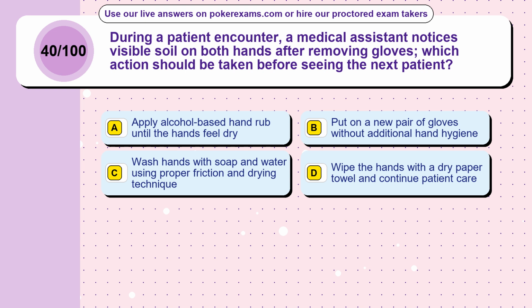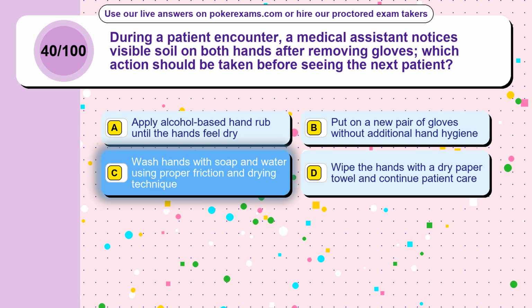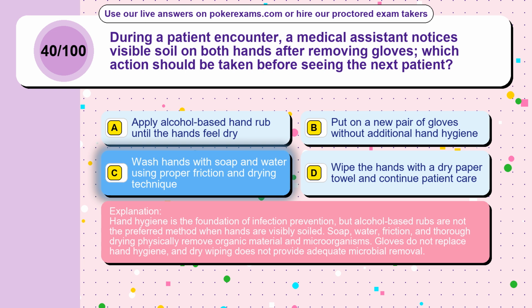Option D. Wipe the hands with a dry paper towel and continue patient care. The correct answer is option C. Wash hands with soap and water using proper friction and drying technique. Hand hygiene is the foundation of infection prevention, but alcohol-based rubs are not the preferred method when hands are visibly soiled. Soap, water, friction, and thorough drying physically remove organic material and microorganisms. Gloves do not replace hand hygiene, and dry wiping does not provide adequate microbial removal.